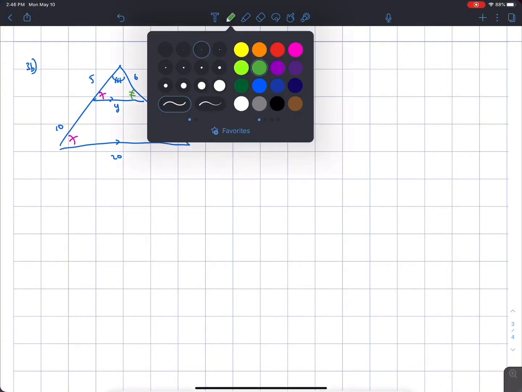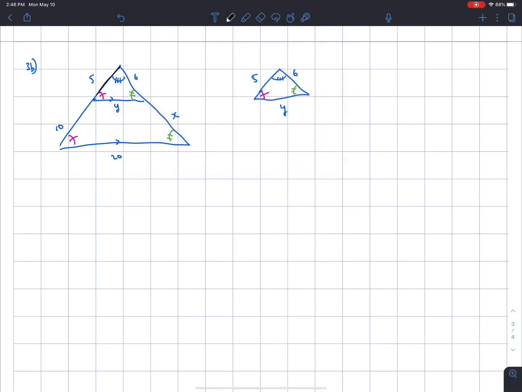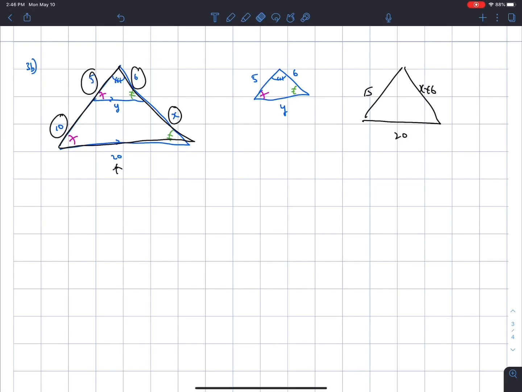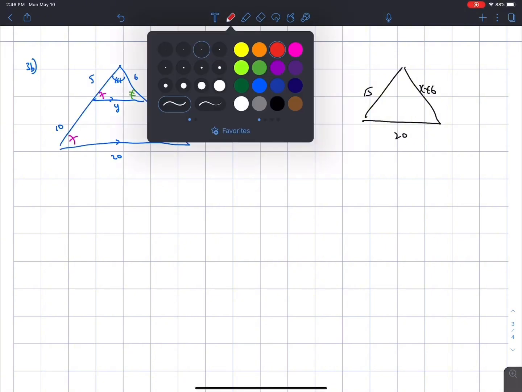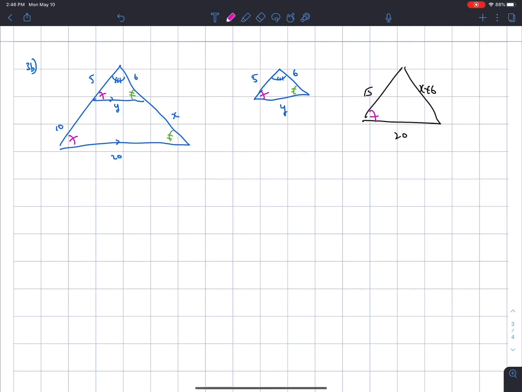The bigger triangle is this one, this entire one, the black one right here. So that's 5 plus 10, so it's 15. 6 plus x will just be x plus 6. And then the bottom is just a 20. So angle 1, angle 2, and angle 3 at the top.